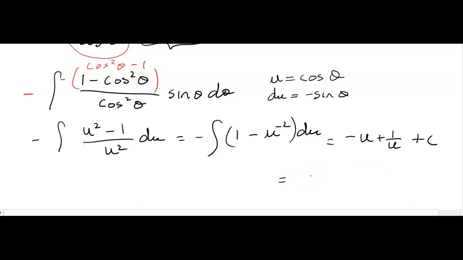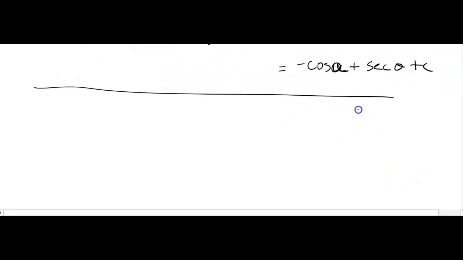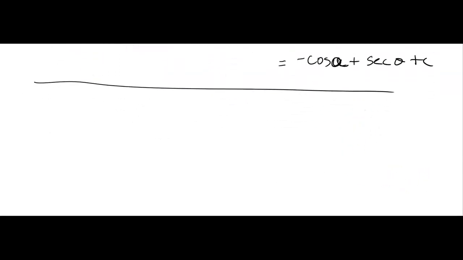So u was cosine, so I have negative cosine theta plus 1 over cosine theta plus c. So I'm going to keep going. Like I said, this lesson is literally just a bunch of integrals. So you can start to try them on your own and then come back and see how you do. So this next one I want to give you, let's move over to the tan secant pairs.